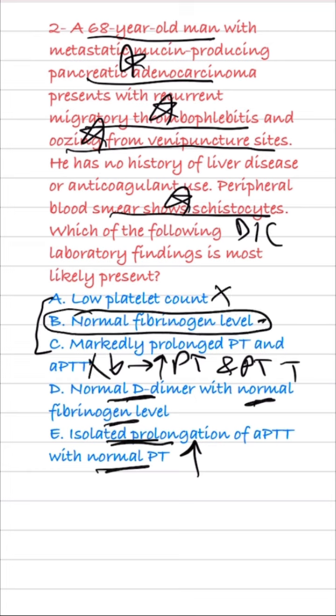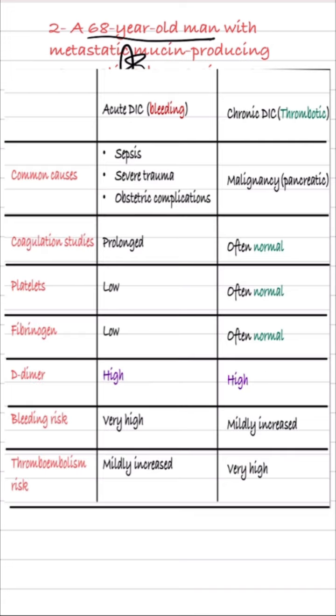So let's explain. First, you should know that there are two types of DIC, and once you see a DIC case, you should first ask yourself which type it is, acute or chronic. And here we have a table to differentiate between both. First, we should know that chronic DIC is thrombotic, unlike the acute one, which is bleeding. Also, when we look at the causes, we see that the acute type is due to sepsis or severe trauma or obstetric complications, and that it causes sudden severe bleeding, which is always catastrophic and fatal. So you should expect hypotension or shock, which we don't have here.